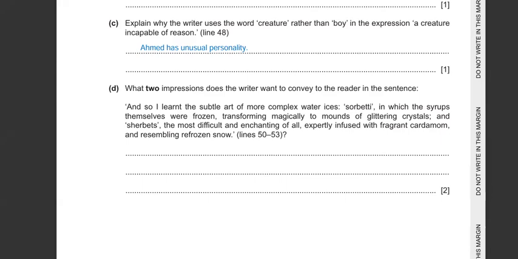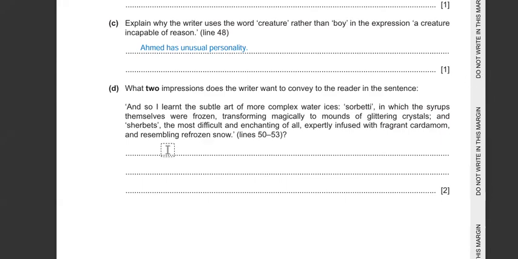And so I learned the subtle art of more complex water ice, sorbets, in which the syrups themselves were frozen, transforming magically into mounds of glittering crystals, and the sherbets, the most difficult and the most enchanting of all, expertly infused with the fragrant cardamom and resembling frozen snow.